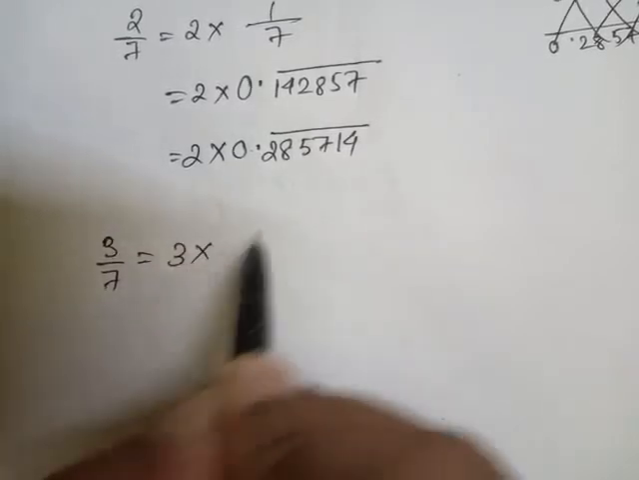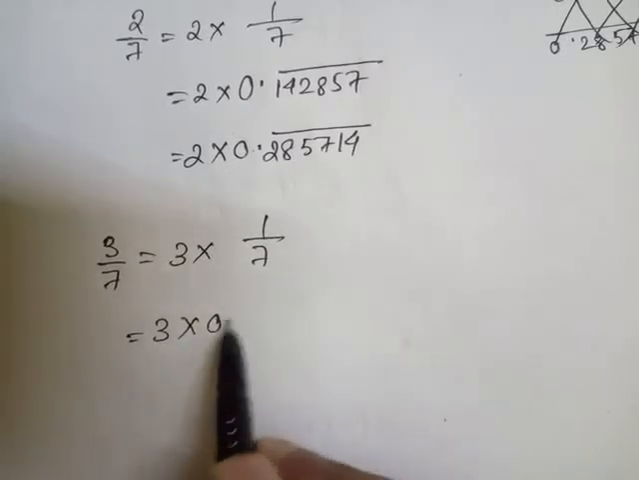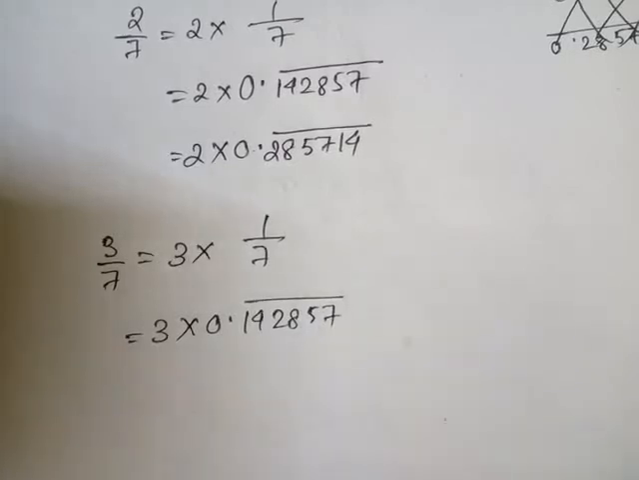This can be written as 3 into 1 by 7. So 3 into 0.142857 bar. We'll multiply again.